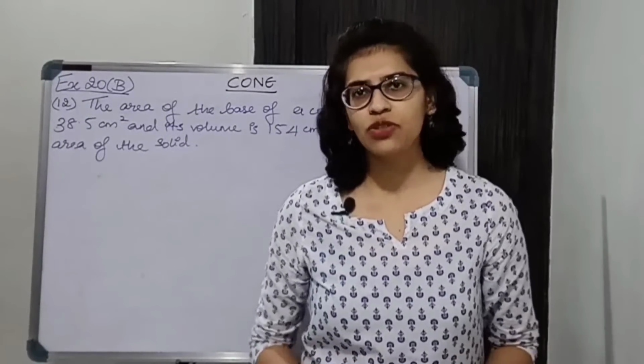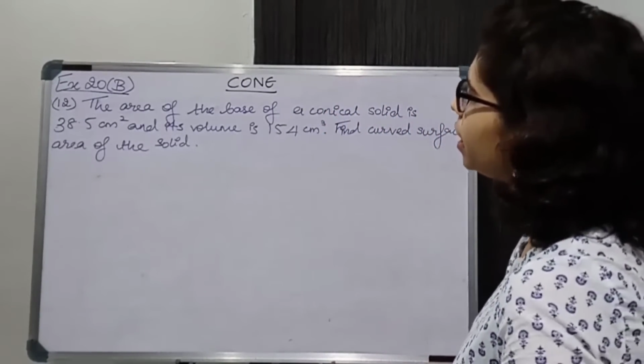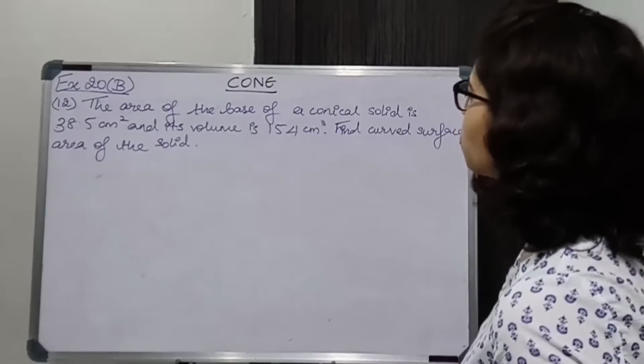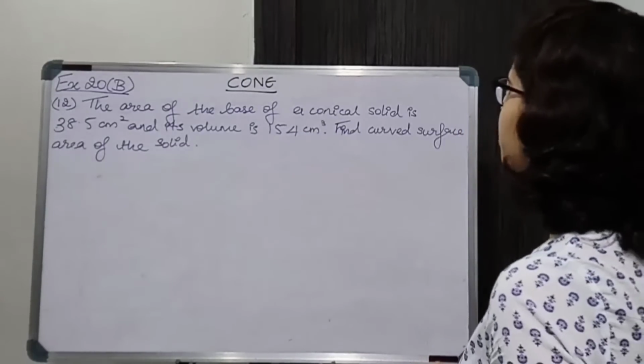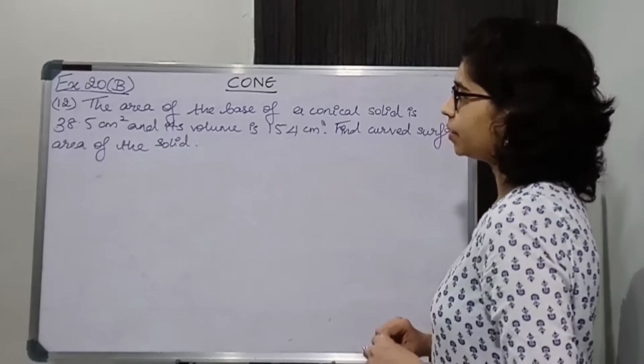Moving on to next question. Question number 12. The area of the base of a conical solid is 38.5 centimeter square and its volume is 154 centimeter cube. Find curved surface area of the solid.